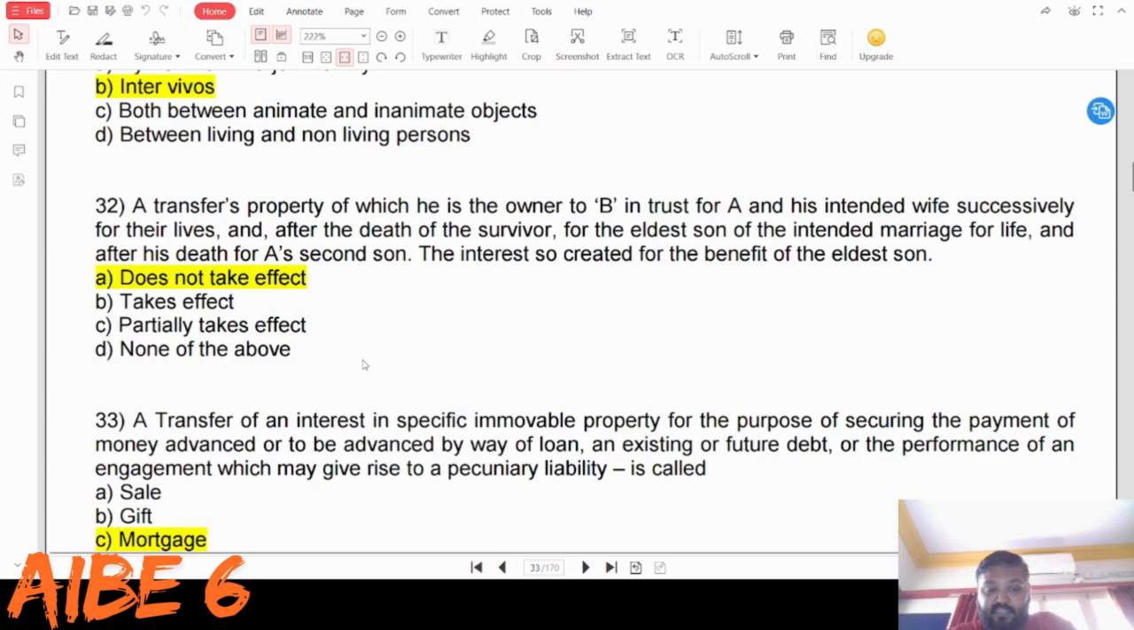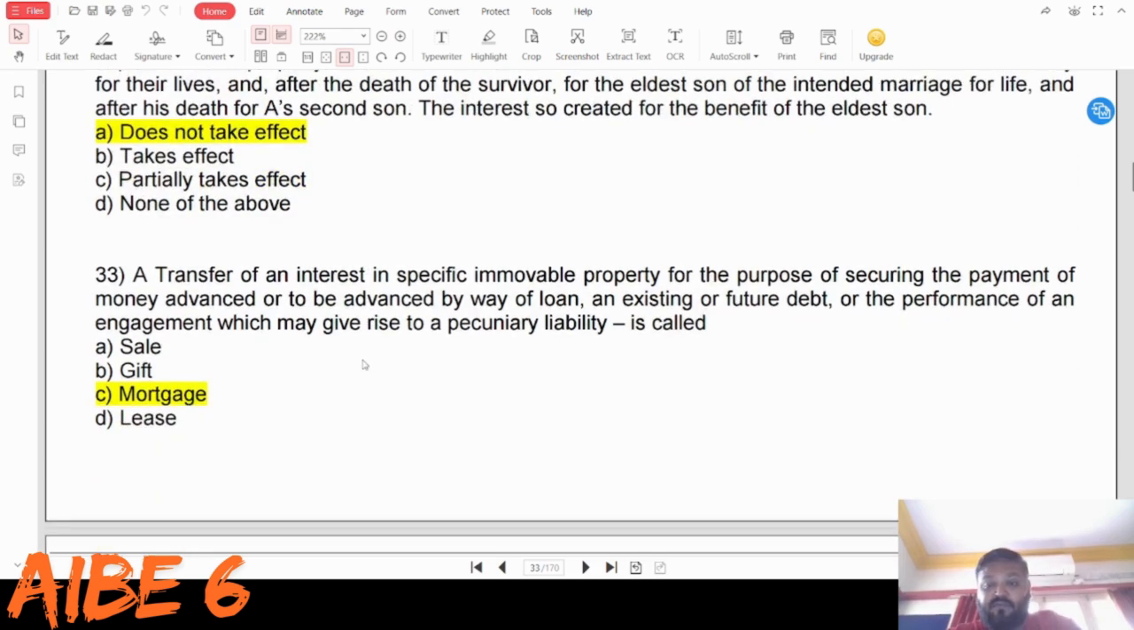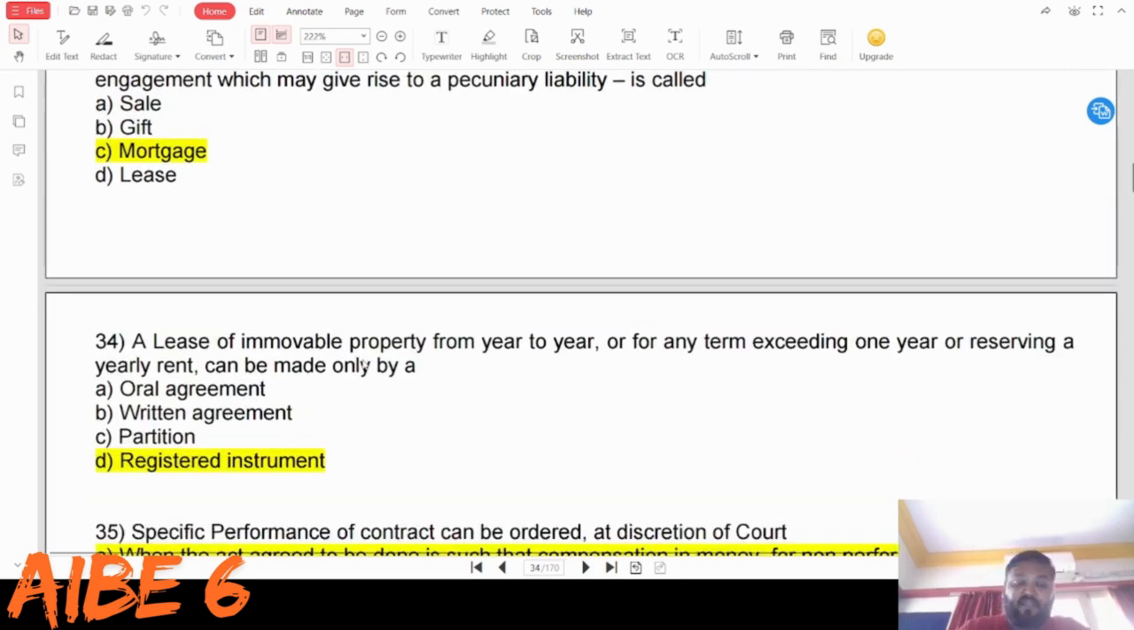A transfer of an interest in specific immovable property for the purpose of securing the payment of money advanced or to be advanced by way of loan, an existing or future debt, or the performance of an engagement which may give rise to pecuniary liability is called a mortgage. A lease of immovable property from year to year, or for any term exceeding 1 year, can be made only by a registered instrument.